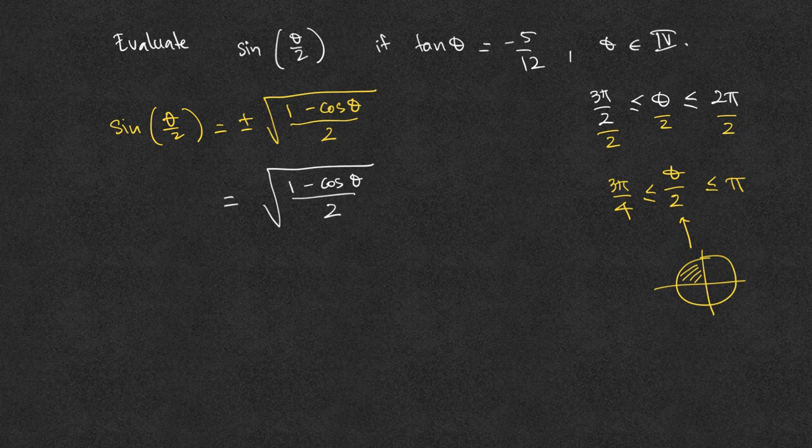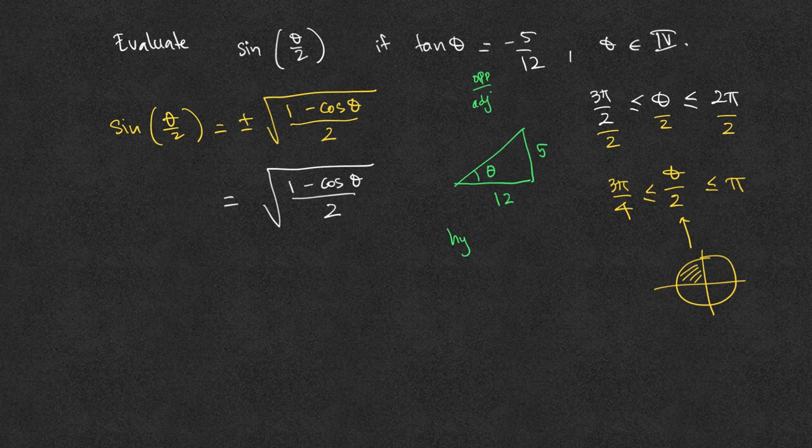We then set out to find cosine of theta, starting from tangent of theta. Theta is in the fourth quadrant, so y is negative and x is positive. We draw a right triangle and label the angle theta. Tangent of theta is opposite over adjacent. For convenience, we let the opposite be 5 and the adjacent be 12.